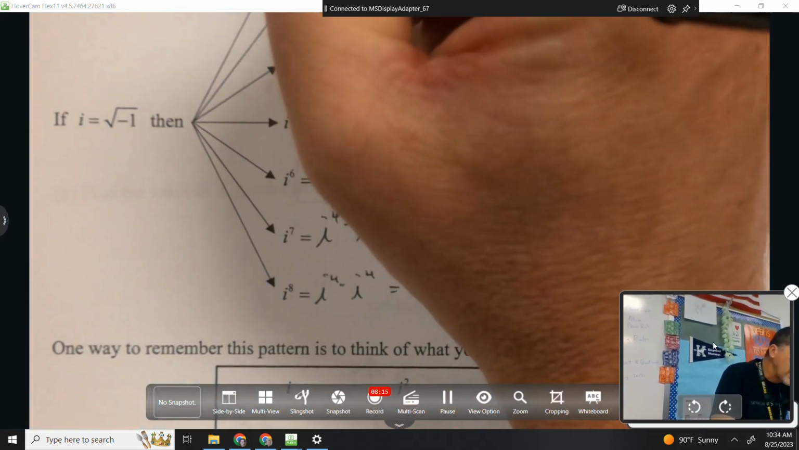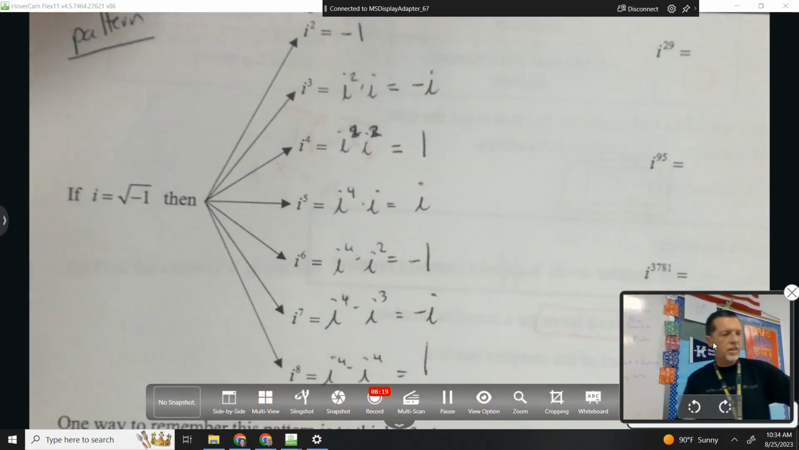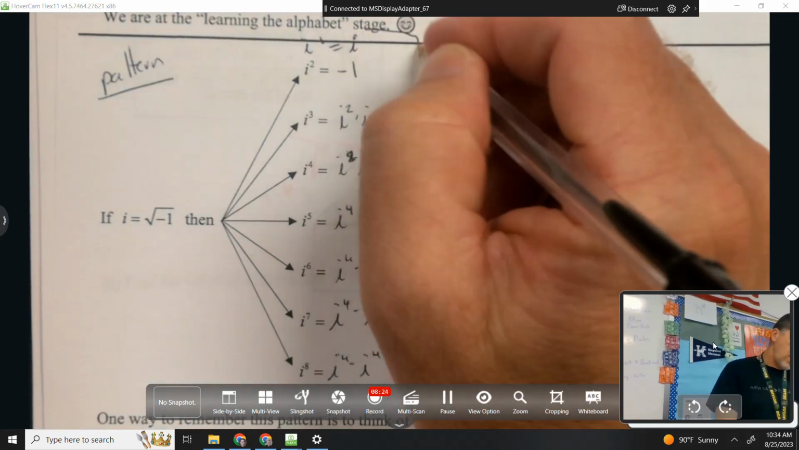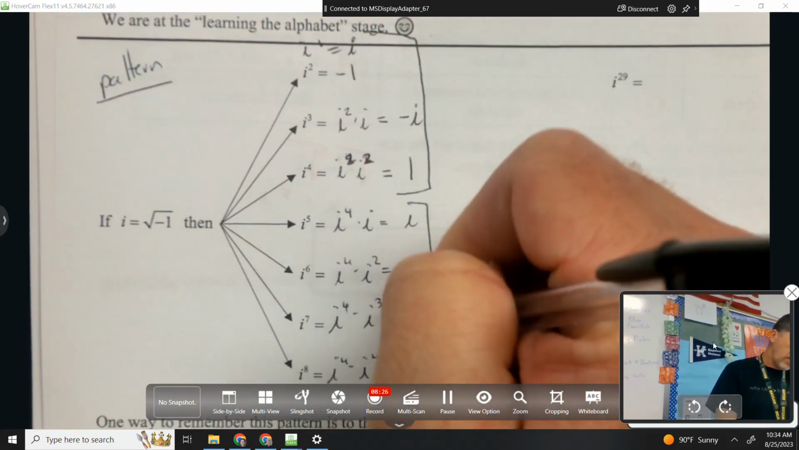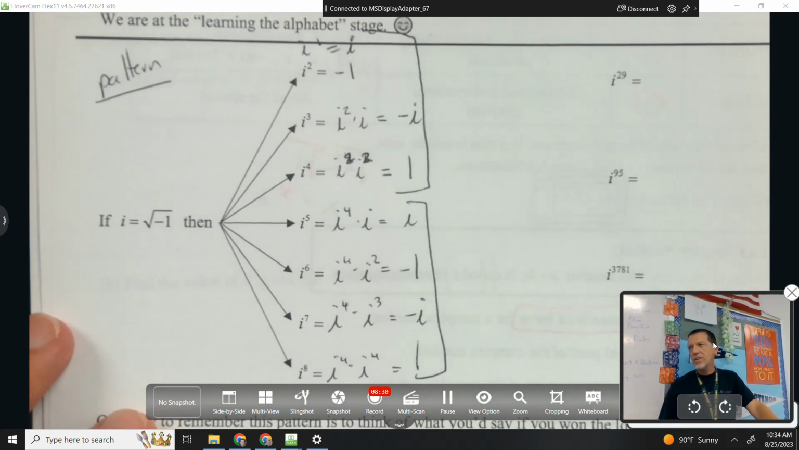And I'm going to add a line up here to help see the pattern. At the very top there, i to the first is i. And so every fourth term it repeats: i, negative 1, negative i, 1, i, negative 1, negative i, 1. And so you keep going like that.